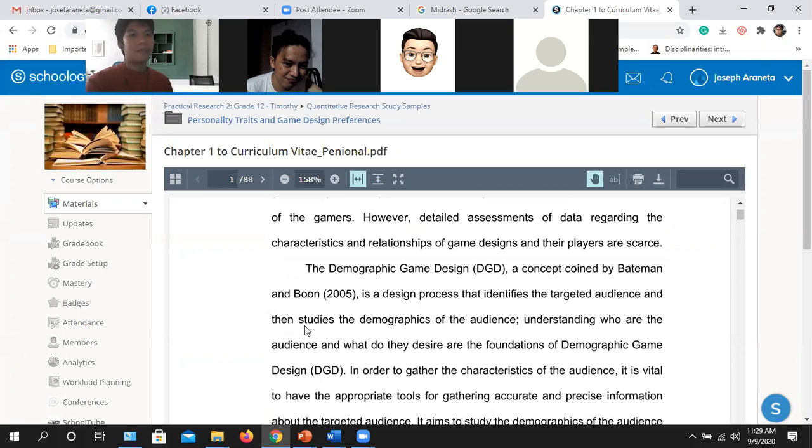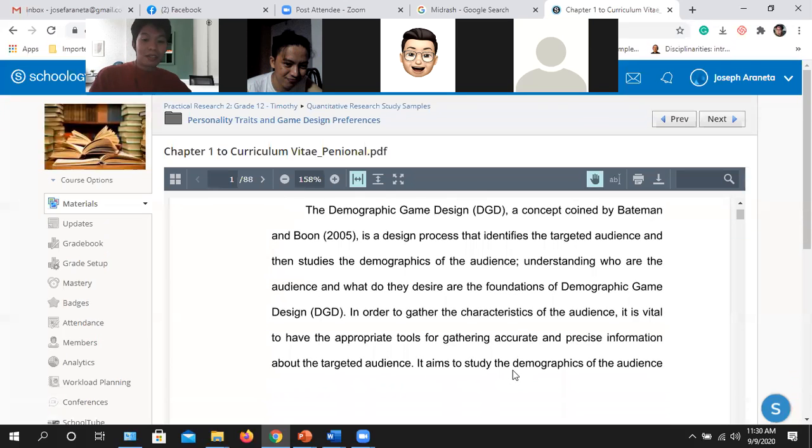In the business field, before you establish a business, you need to conduct a feasibility study first in order to identify if marketable ba imong product that you want to present to the consumers. The same thing with developing a game. Kung appealing ba siya sa gamers. That's why they are considering the interest, the personality, and the preferences of the gamers. So that's basically the problem that they want to study or explore for this research.